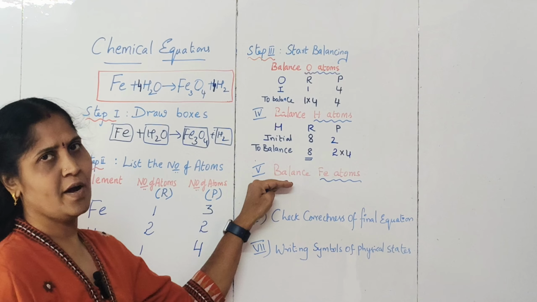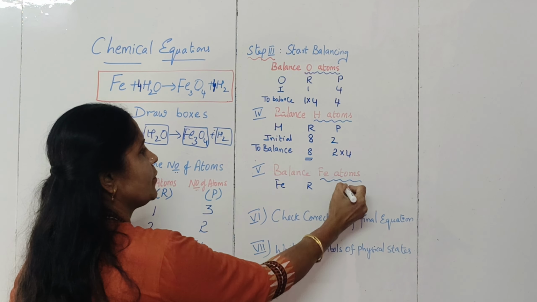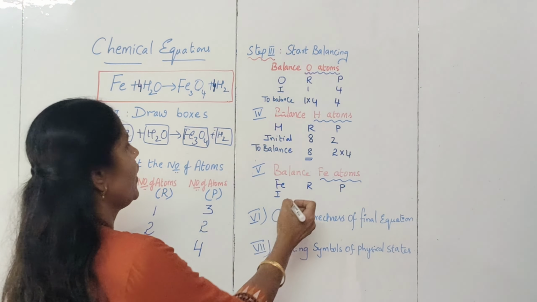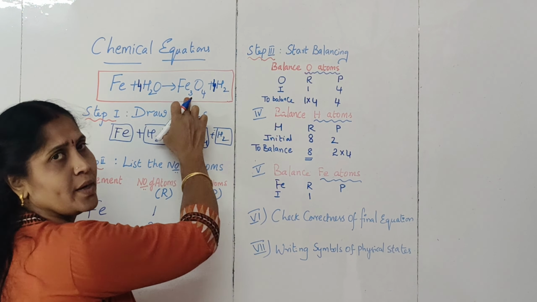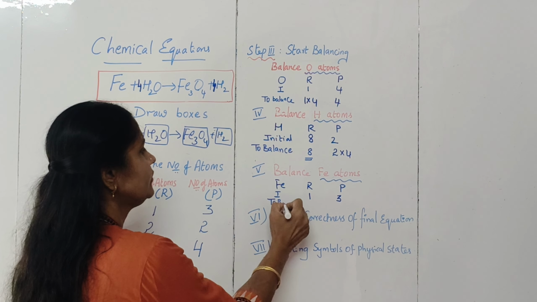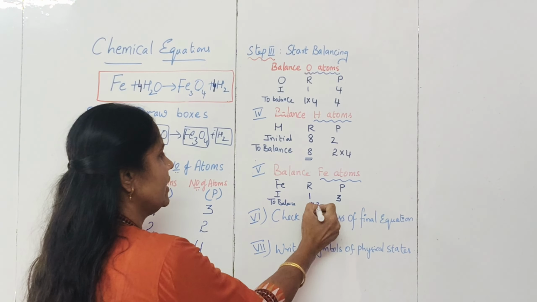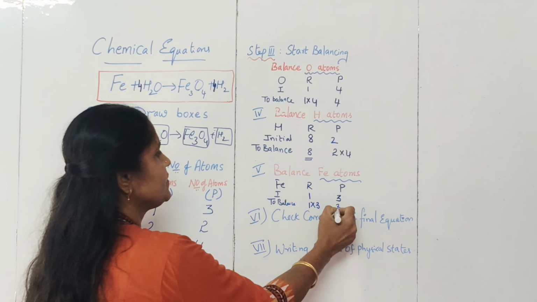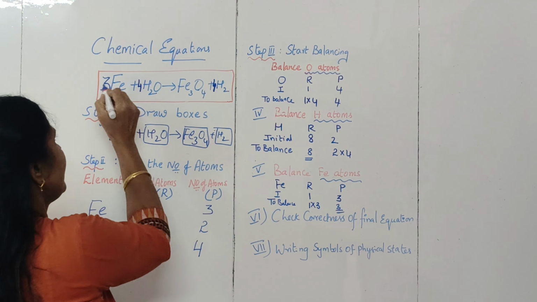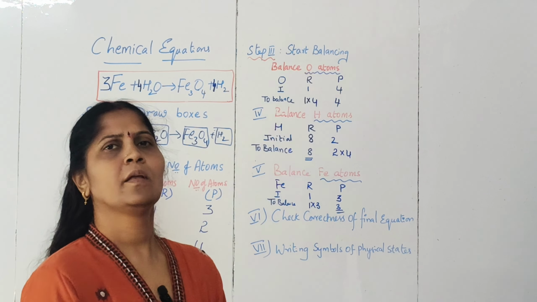Okay, next, balance of iron atoms. Here also you write your iron, and then the reactant side and the product side. The initial number of iron is 1 on the reactant side, but on the product side how many are there? They are 3. So to balance, if 1 has to become 3, you will multiply 1 with 3, then it will become 3. So what has been done here? You are multiplying the reactants by 3. So you put a 3 in front of iron. Okay, this is how we will proceed with the different steps.